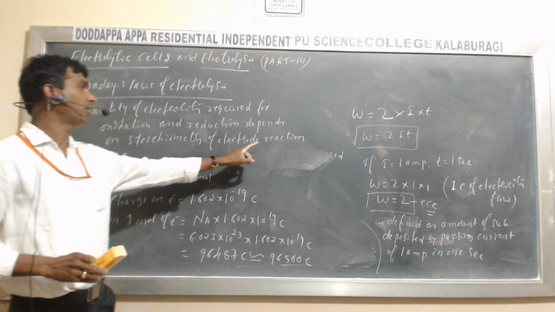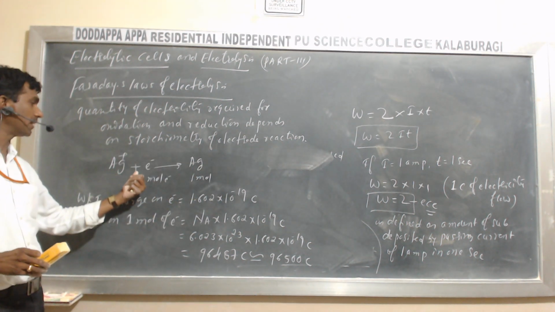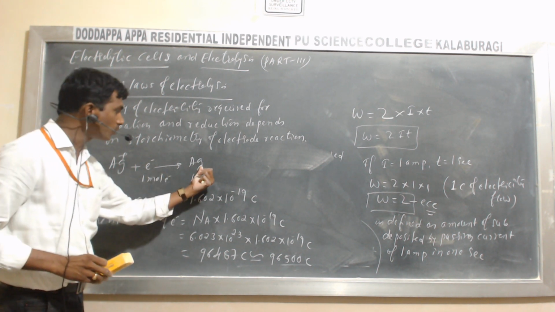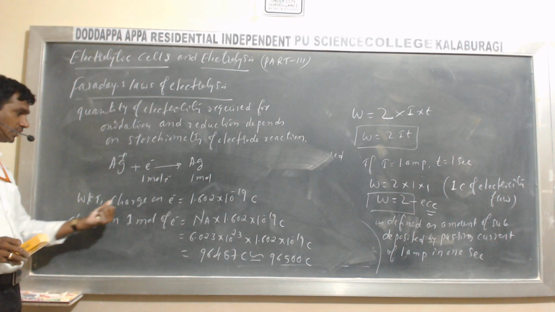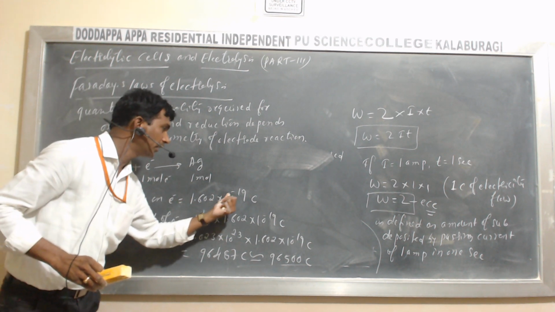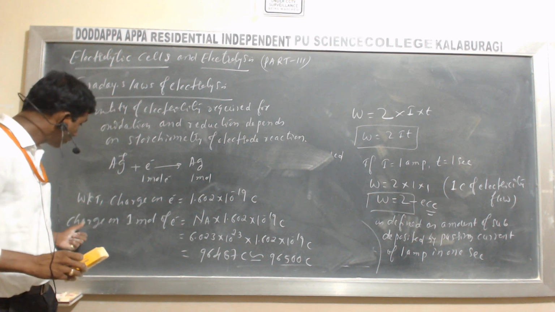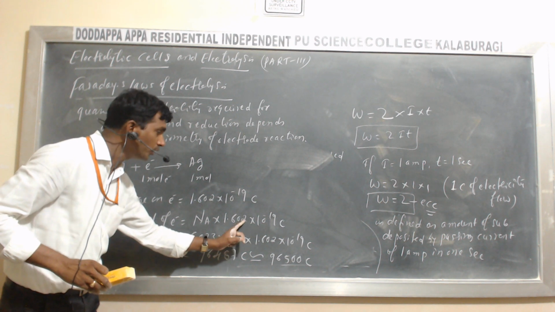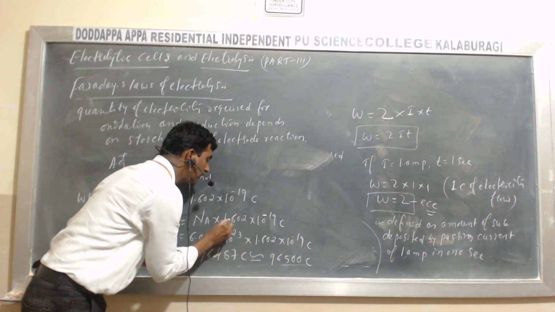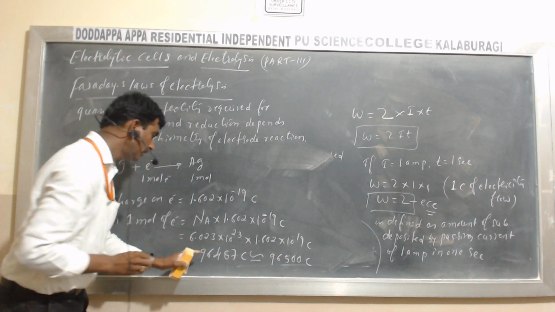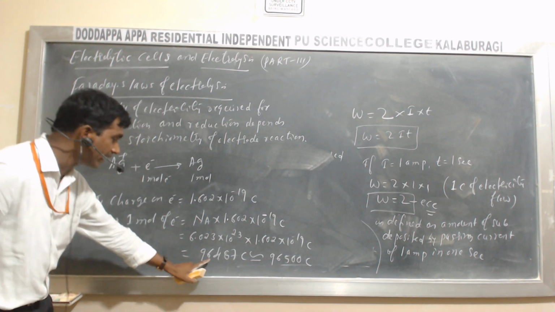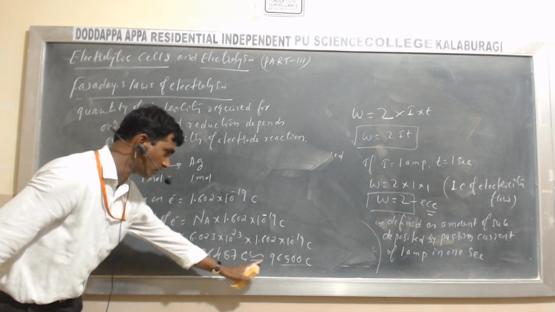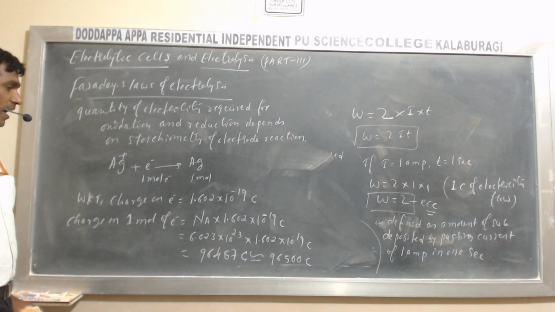So the quantity of electricity required for either oxidation or reduction depends on the stoichiometry of the electrode reaction. For example, Ag plus: the reduction of Ag plus ion takes 1 mole of electrons and gives 1 mole of Ag. The charge on 1 mole of electrons is Avogadro's number into 1.602 into 10 to the power of minus 19 coulomb. Multiplying these two, we get 96487 coulomb, approximately 96,500.